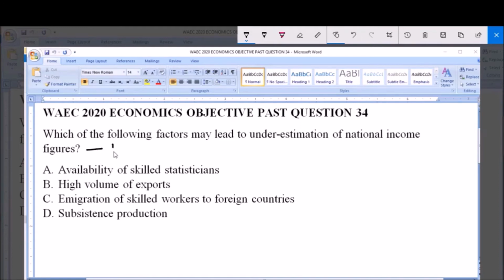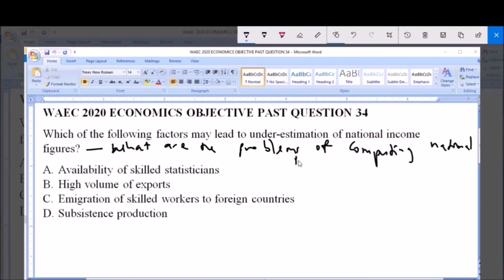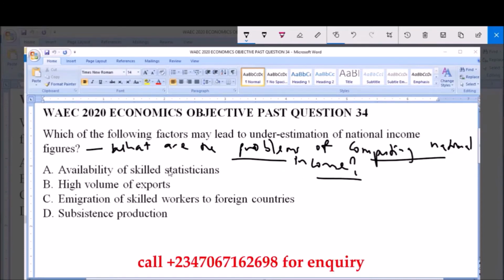is, what are the problems of computing national income? So this is the question they are asking you. So which of these factors can be described as a problem in terms of computing national income? Now, availability of skilled statisticians is more of a benefit in terms of computing national income. So it is not the answer to the question.